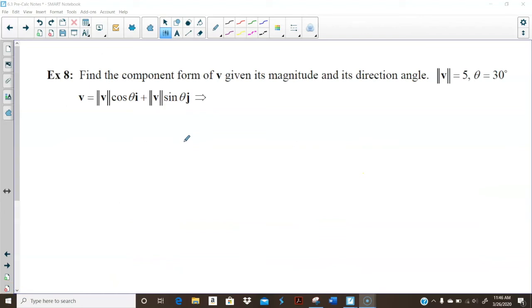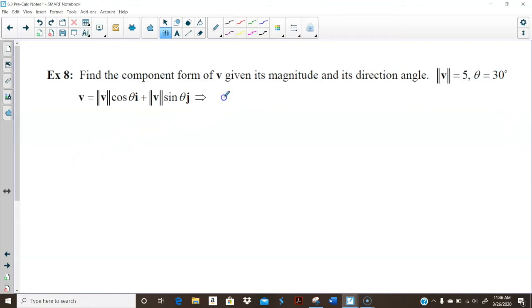In example 8, it says find the component form of V given its magnitude and its direction angle. And so vector V, you can see that the magnitude, see the double lines, is 5, and that the directional angle is 30 degrees. So this is just to have us practice rewriting this vector in component form.